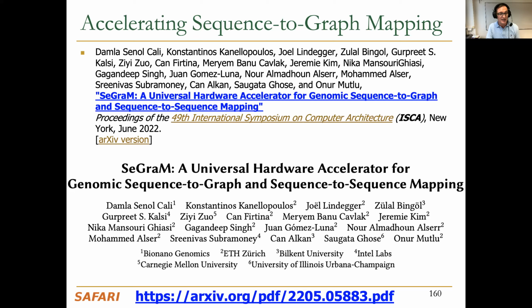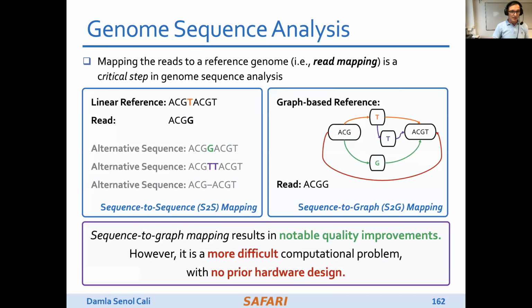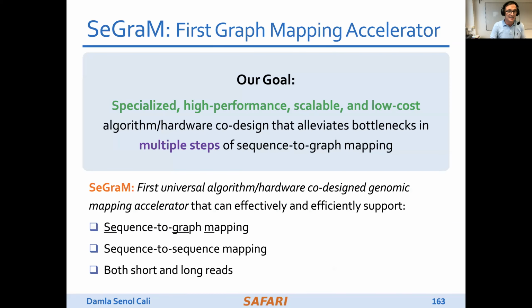So we've been looking at genomics. Specifically, more recently, we have been looking at accelerating graph-based genomics, because the requirements of this is very different from linear reference-based genomics. Now, this is a more difficult problem because graphs have a lot of nodes and you have a lot of irregular accesses, and we designed the first specialized graph mapping accelerators for genomics. And I will not go into a lot of detail.